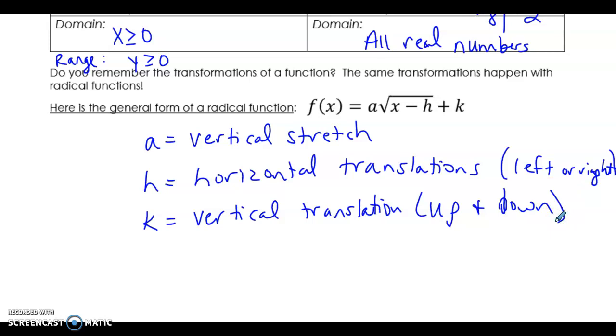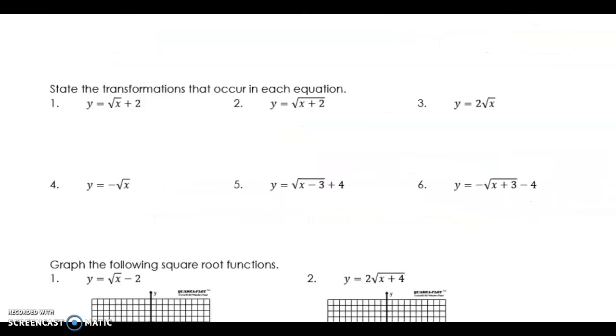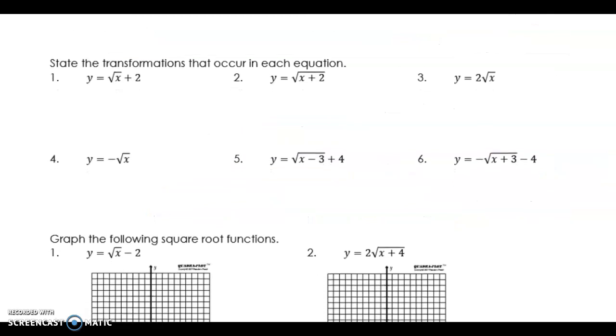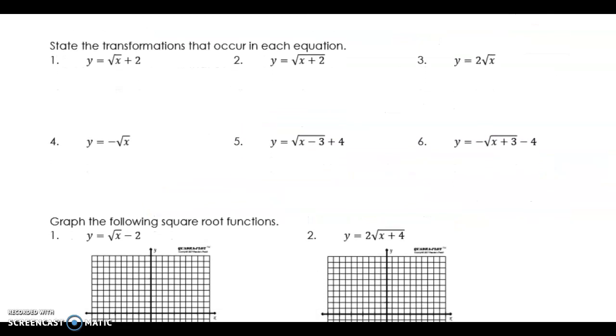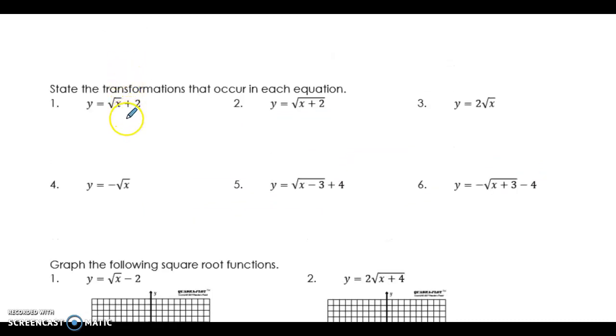All right, so let's practice a couple of these. State the transformations that occur in each equation. So this one, we're adding 2 after the equation. So that's the one that's going to move up 2. If you had your original square root function, if I moved it up 2, my starting point is now 0, 2. And it'll look something like that.